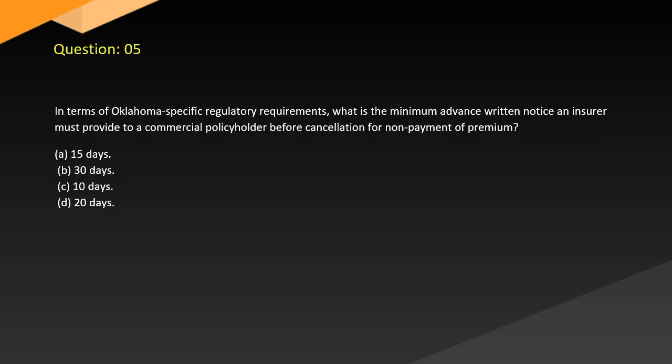Question 5. In terms of Oklahoma-specific regulatory requirements, what is the minimum advance written notice an insurer must provide to a commercial policyholder before cancellation for non-payment of premium? A. 15 days, B. 30 days, C. 10 days, D. 20 days.